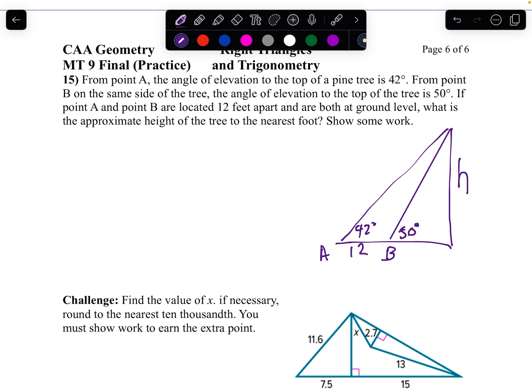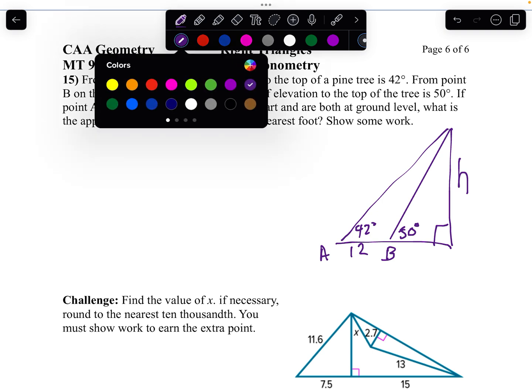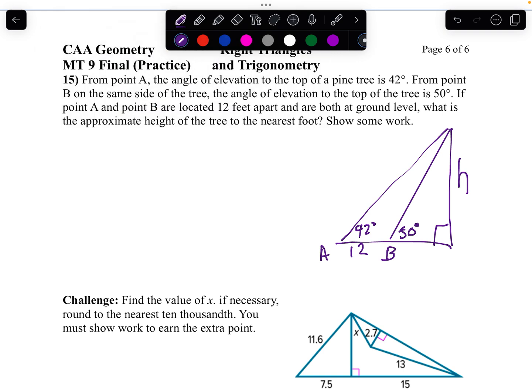First off, the triangle on the left here is not right. So you can't use SOHCAHTOA on that one. The pine tree, we're going to assume, makes a 90-degree angle with the ground. So what I'm going to do is call the distance from point B to my tree x. So now I've got two unknowns, which means I'm going to have to write two equations. So that's what I'm going to do.